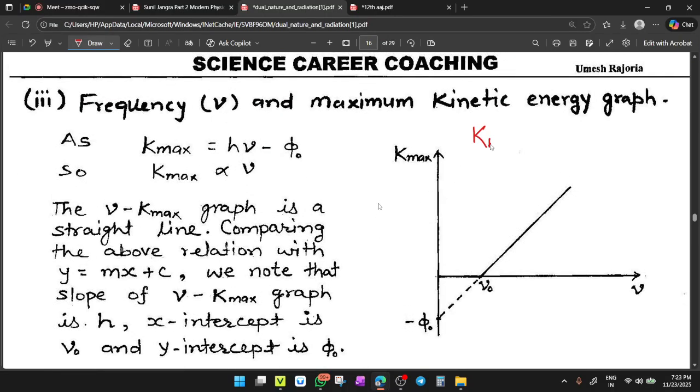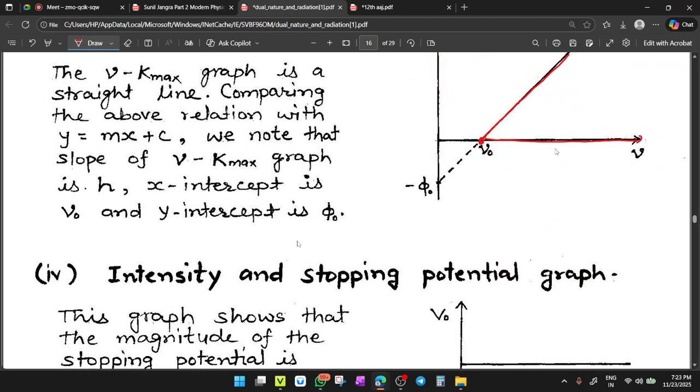Same, because K max equals eV naught. So in place of eV naught, you put K max. For threshold frequency, kinetic energy becomes 0. But after that, if you increase the frequency, the maximum kinetic energy also increases. So as K max equals h nu minus phi naught, K max is linearly related to nu. We have already discussed this graph. At nu equal to 0, this equals minus phi naught.